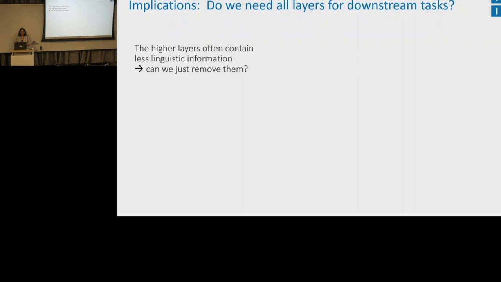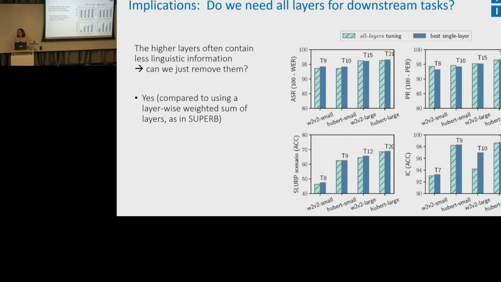So we noticed that the higher layers of many of these models often contain less linguistic information. So one question is, can we just remove them? And so we looked at, for a whole bunch of tasks and a whole bunch of models, the performance of using just the best single layer, which is labeled here by its layer number. These are all transformer layers, so they're labeled T something, versus learning this linear combination of all layers.